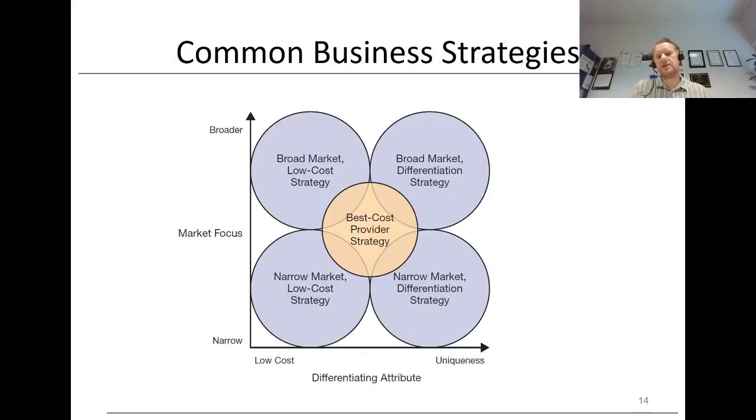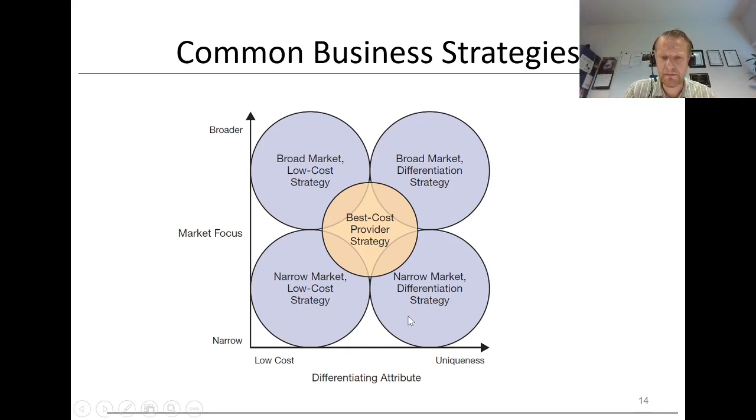Here you can see various types of business strategies differentiated along two dimensions. On the x-axis, I have low cost and uniqueness. On the y-axis, I have market focus. Do I have a broad market focus or a narrow market focus? Let's give some examples. Low cost, broad: here you will typically have supermarkets, for example, or Ryanair. Ryanair is low cost with a broad market focus.